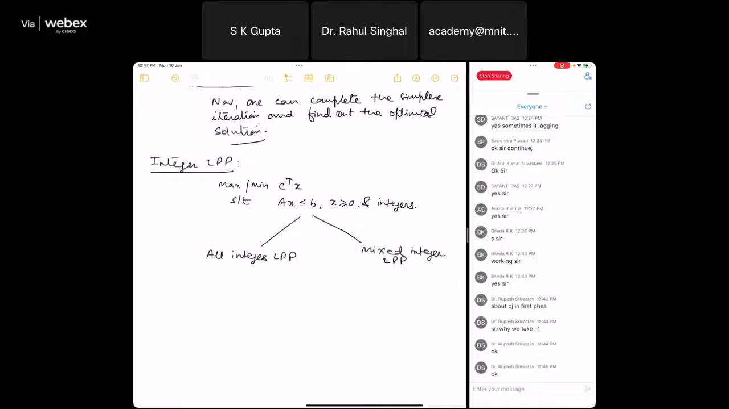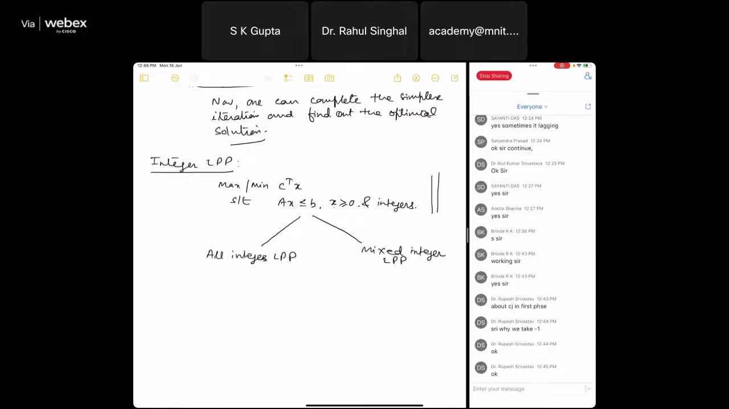Now the question is, suppose you want to measure the number of items in a manufacturing company. They manufacture, suppose, two products A and B, and they want the number of items of A and B for which their profit is maximum, for example. So the number of items cannot be a fraction. To solve such problems, we need the concept of integer linear programming problems.